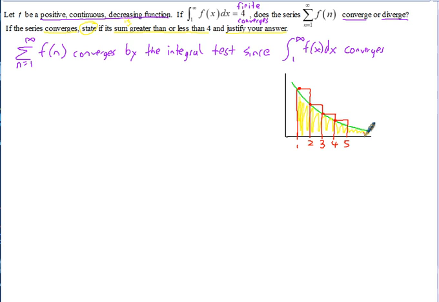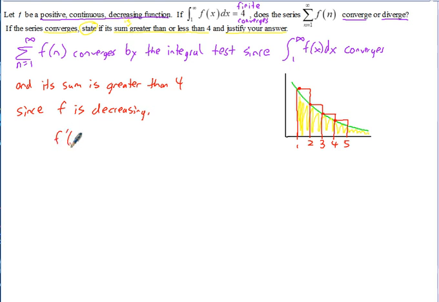So we can say the series converges and its sum is greater than 4, since, because it said justify your answer, since f is decreasing. Or you could also say since f prime of x is less than 0, because that's what's causing it to decrease. Notice if it had been an increasing function, then these would have actually underestimated it.